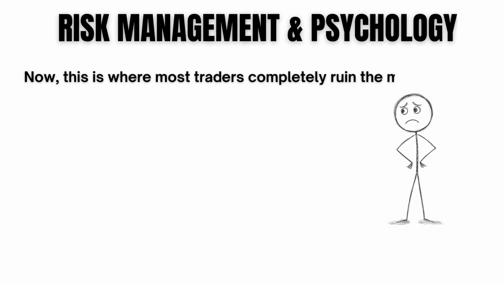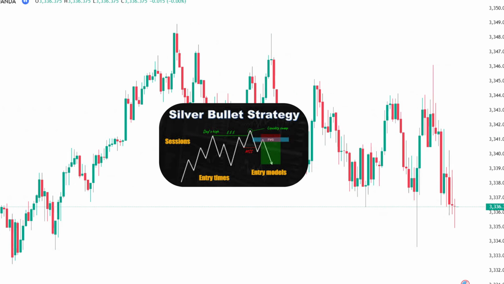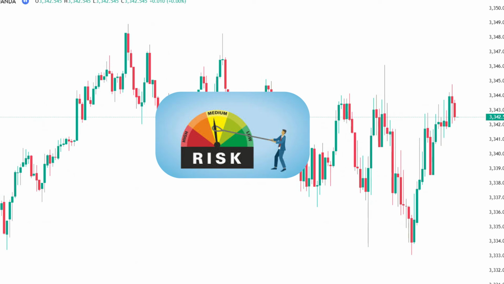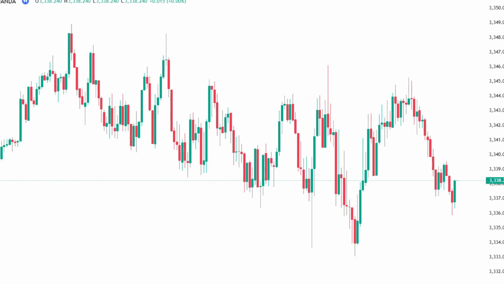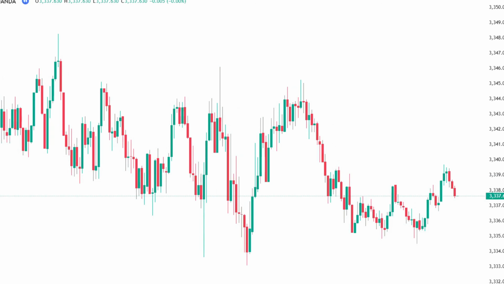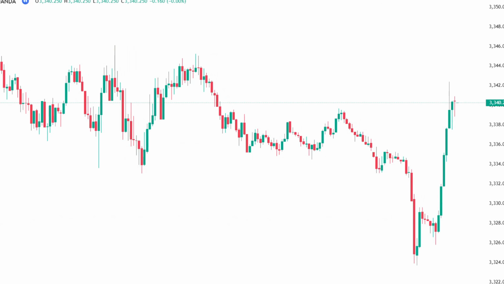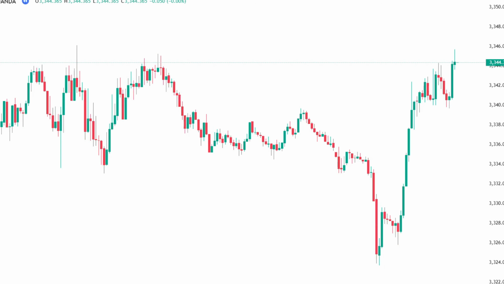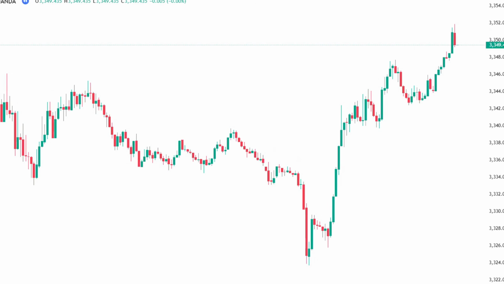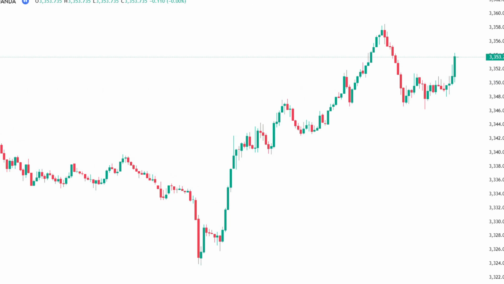Now, this is where most traders completely ruin the model. Position sizing and emotions. You can have the cleanest silver bullet setup in the world, but if your risk management is trash, your account won't survive long enough to see results. Let's be honest. The strategy can't protect you from your own impulsiveness. You can't revenge trade your way into profitability. You can't double your lot size because you feel like this one's gonna hit. That's not mastery. That's gambling with extra steps.